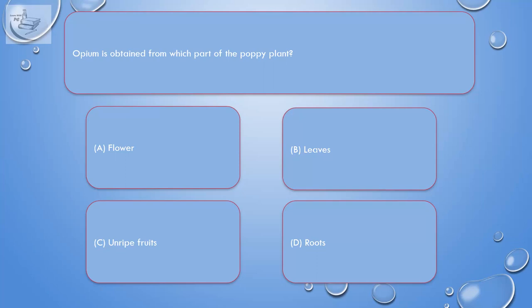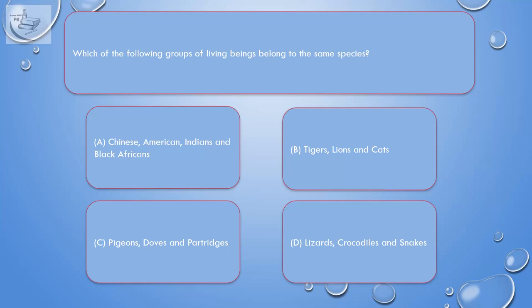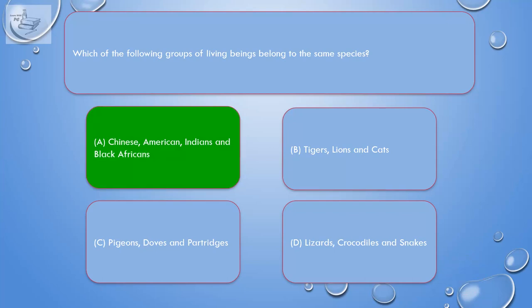Question: opium is obtained from which part of the poppy plant? A. Flower. B. Leaves. C. Unripe fruits. D. Roots. Correct answer is C. Unripe fruits. Question: which of the following groups of living beings belong to the same species? A. Chinese, American, Indians and Black Africans. B. Tigers, lions and cats. C. Pigeons, doves and partridges. D. Lizards, crocodiles and snakes. Correct answer is A. Chinese, American, Indians and Black Africans.